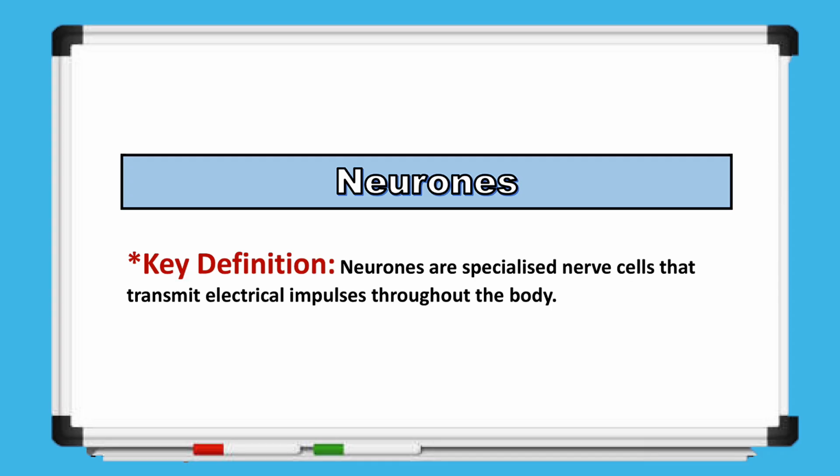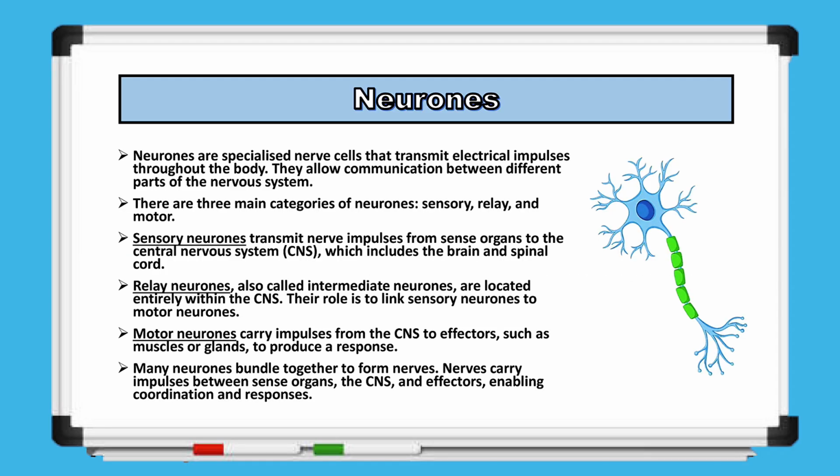In simple terms, neurons act like messenger wires that pass information between the brain, spinal cord, and the rest of the body. Neurons carry electrical impulses throughout the body, enabling communication between different parts of the nervous system. They are unique cells designed to transmit messages around the body in the form of tiny electrical signals. These cells help body parts communicate with each other.